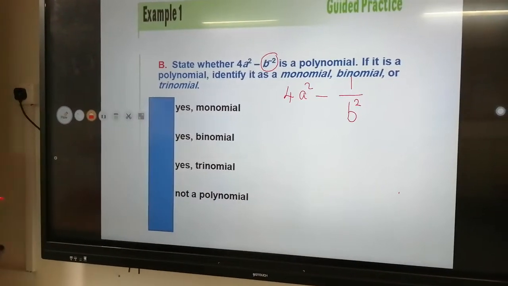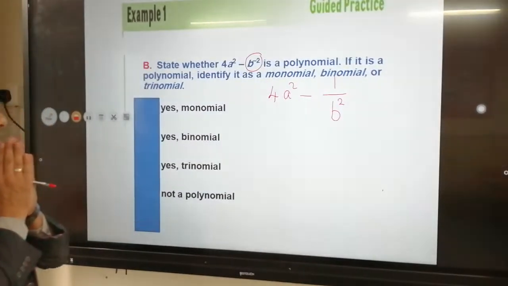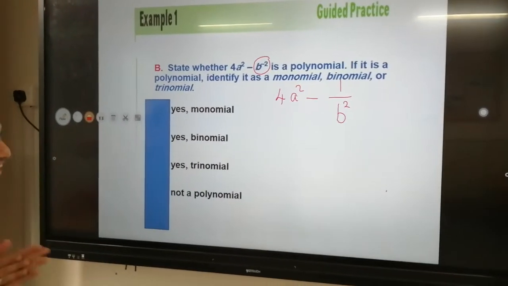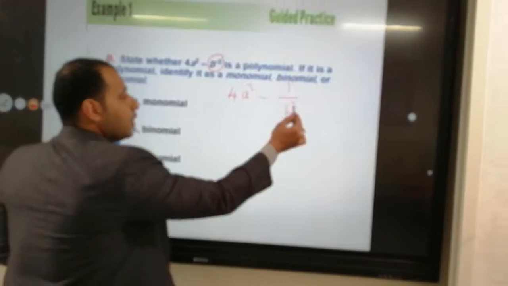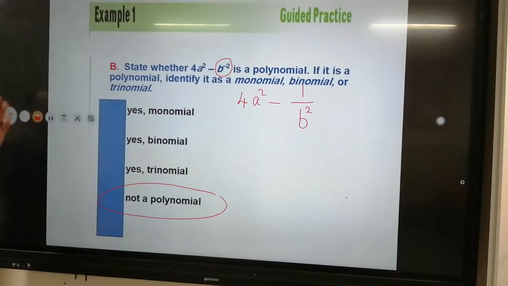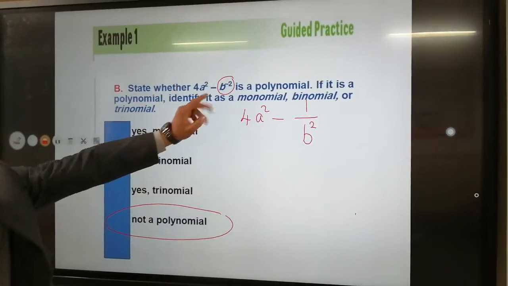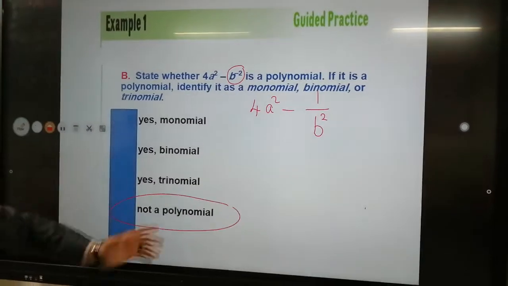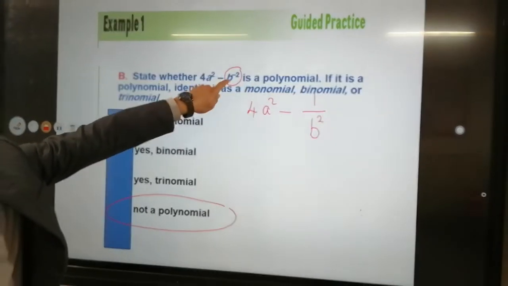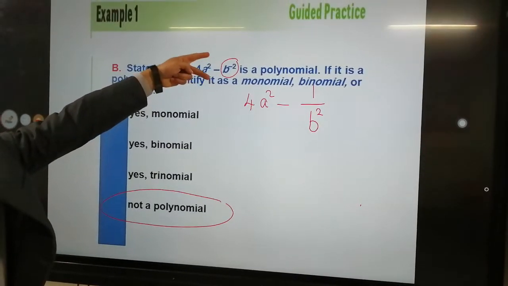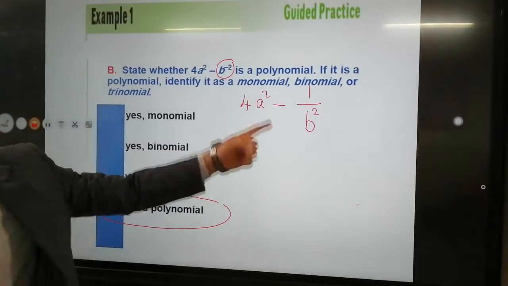Now, since in the simplest form it's not a polynomial, the fourth answer. Why? Because you have a variable down here, excellent. As Abdullah said, we have two terms. There is no problem in the first term, and it's of the second degree. The second has a negative power. If you have a negative power, you can flip it and change the sign.